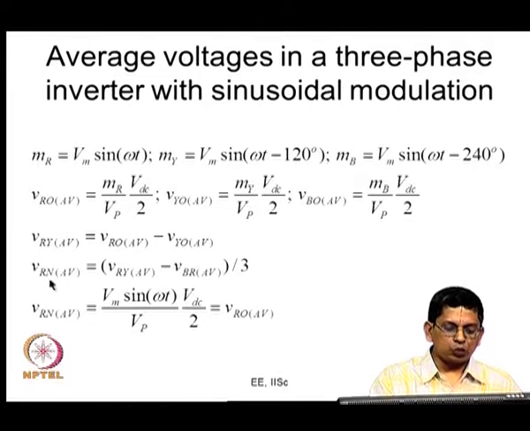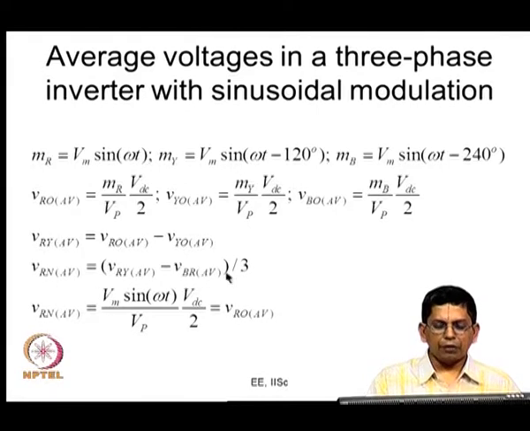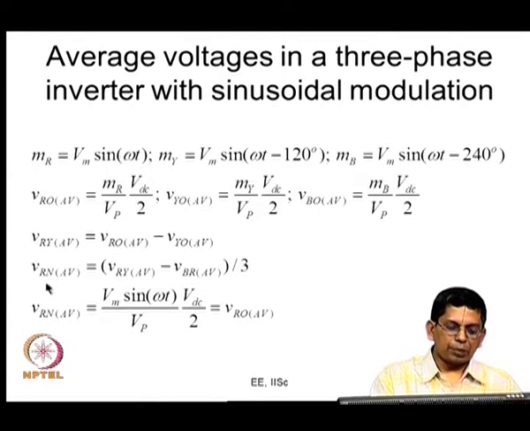This is the line to neutral voltage on the load. R stands for the load terminal, N stands for the load neutral. So, VRN is the load phase to neutral voltage. You can arrive at this by taking VRY average minus VBR average, divided by 3. Once again, these two are sinusoids and their difference would be a sinusoid. When you subtract this from that, its amplitude will be root 3 times that of VRY, and when you divide it by 3, the amplitude for VRN would be the same as the amplitude of VRO.